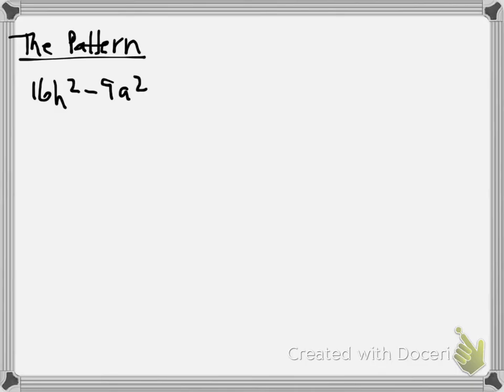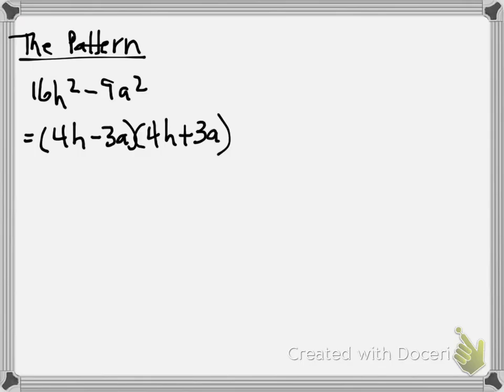All right. So let's go back and look at just what we started with in that original problem and what we ended with. Let's give it a title: the pattern. We started with 16h squared minus 9a squared, right? And we ended with, factoring it, 4h minus 3a times 4h plus 3a. Okay? So we look at our binomial. Does it have a difference? Yeah. Is 16h squared a perfect square? Yeah. Is 9a squared a perfect square? Yeah. So what this tells me is I have the difference of squares.